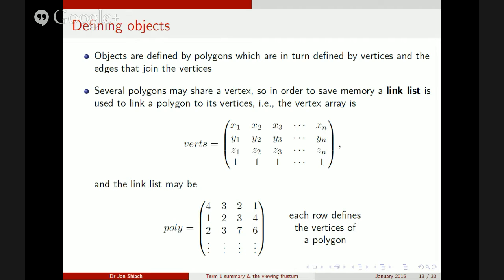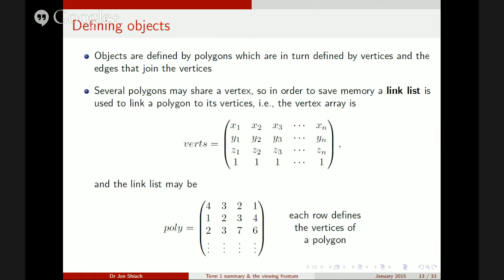Okay, so objects are defined by polygons, and polygons are defined by vertices. Now, how do we define the objects? This is more of a practical problem. It's all very well having these mathematically described, but when we're dealing with computer graphics, we're going to have to code them in, we're going to have to program them. So how do we do that?